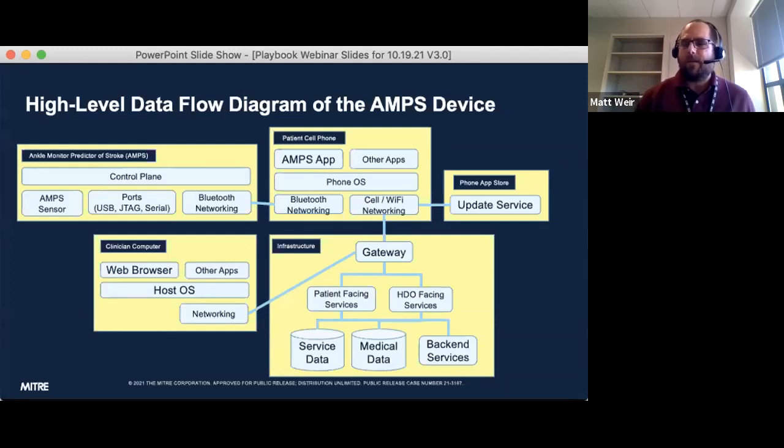We actually used this example during our second boot camp, and we had students practice threat modeling against this medical device. We had really good positive feedback about the different aspects of this device and how it applied to learning threat modeling skills. Next slide, please.